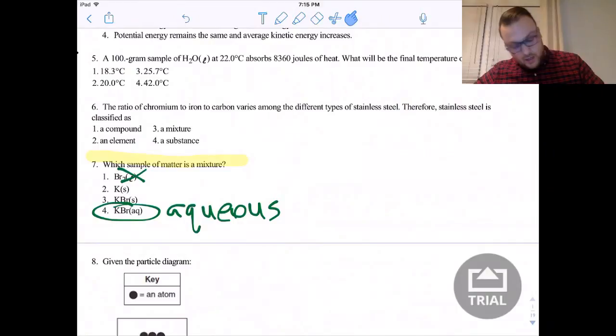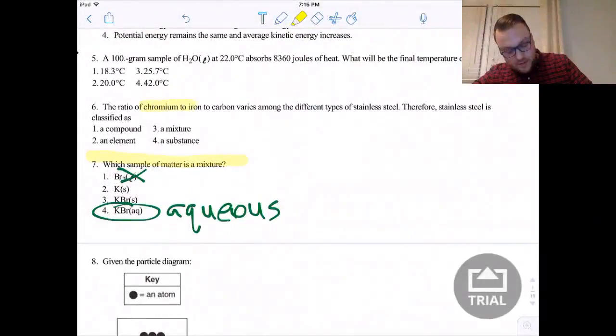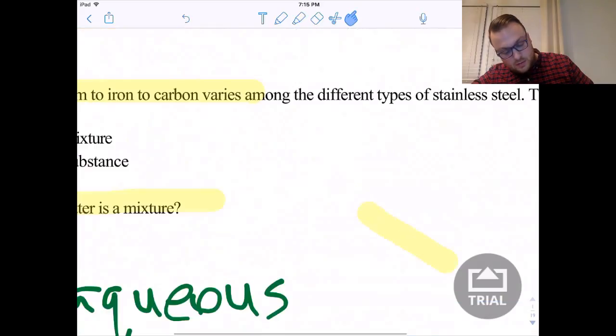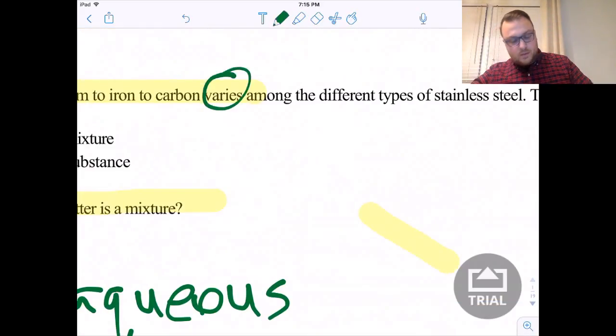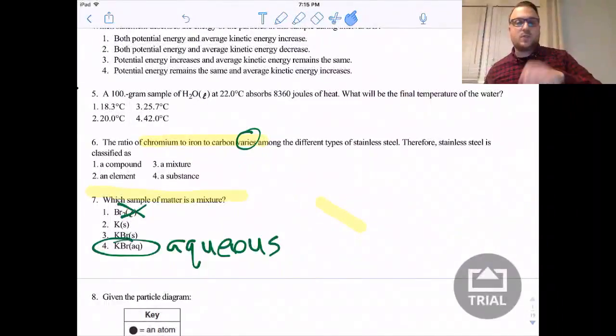Question 6. When you see questions involving ratios of elements, and you see this word varies, what that means is that these two elements are not in a fixed proportion with each other. You can throw in chromium, iron, and carbon: 10 irons, 2 chromiums, 3 carbons, or 6 chromiums, 8 irons, and 9 carbons. When you see that word varies, your mind should go to mixture.